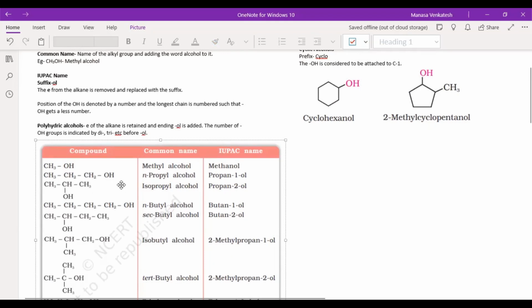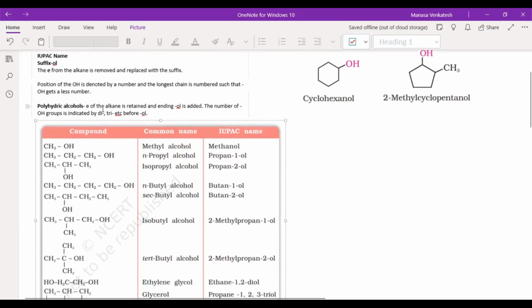But if you have two or more functional groups in the compound, it will follow the order of priority. And you have learned that in grade 11. If you are doubtful about that, do check out the video that I have uploaded about the same.